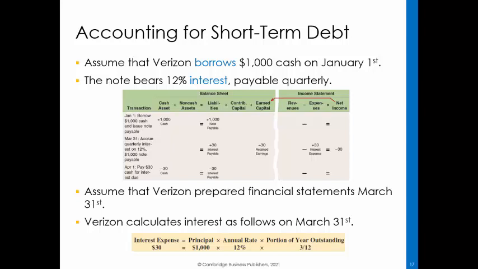Although interest is not paid until April 1, the company has incurred 3 months' interest obligation as of March 31st. Failure to recognize this liability and the expense incurred would not fairly present the financial condition of the company. The subsequent payment on April 1st reduces both cash and the interest payable that Verizon accrued on March 31st.